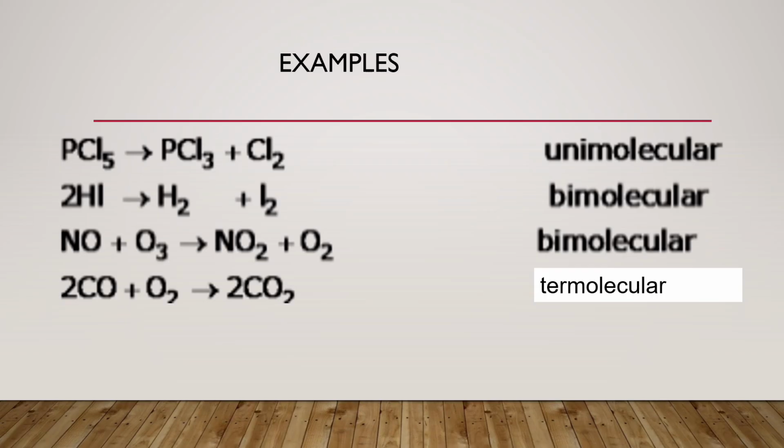Now, here are some examples of unimolecular, bimolecular, and termolecular reactions. As you can guess, if you just add up the coefficients on the reactant side, you get the molecularity of that particular reaction. Please note that molecularity is only defined for elementary reactions.